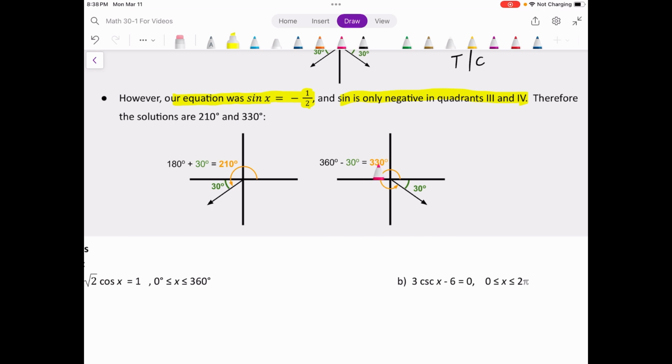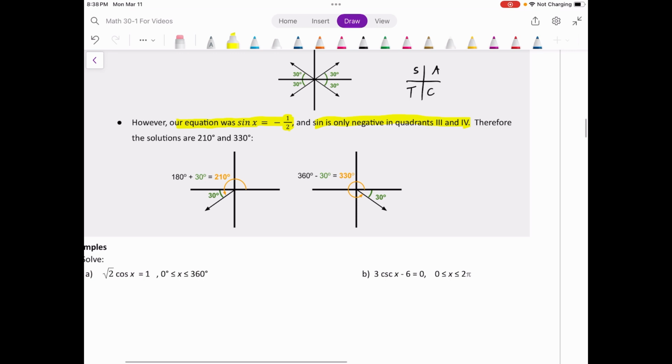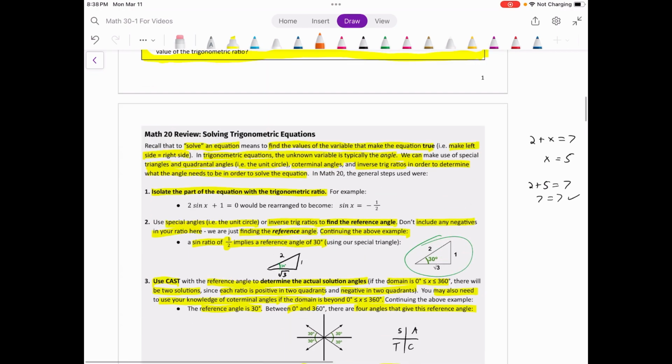It's 330, because again, not a full 360, we're stopping 30 degrees short of it. So 360 minus 330 tells us that our other angle is 330 degrees. So this equation has 2 solutions. 2 sine x plus 1 equals 0 has 2 solutions. X could equal 210 degrees and x could equal 330 degrees. Those are both valid solutions from 0 to 360, which we should check.